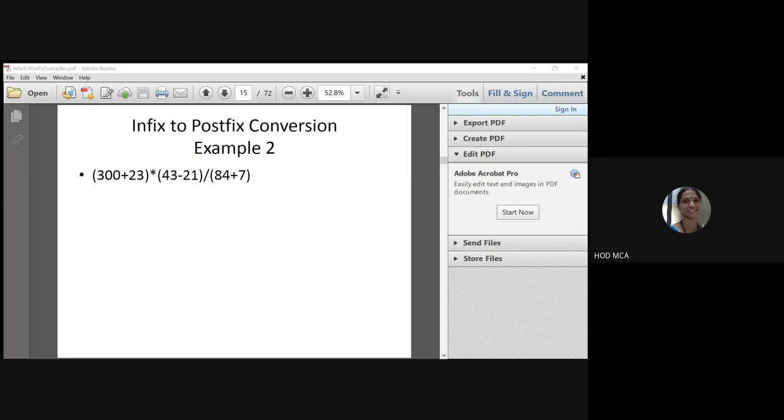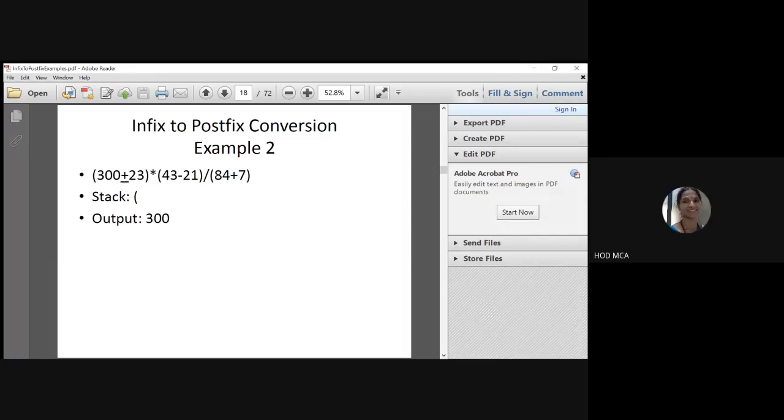Shall we go to the explanation? Yes, ma'am. I think many of you have done it. Let us see. So 300 plus, first one is open parenthesis. What should we do? Any response? Push onto the stack. Correct. Then next is 300. What to do with 300? Directly we can put it in the output. Correct.